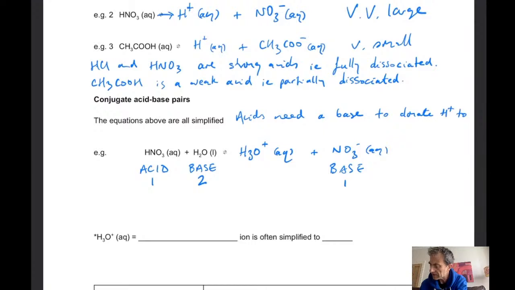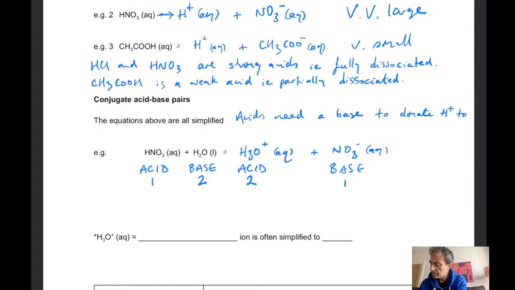So we've established this as a base because it's accepting a proton from the HNO3. That's what it becomes. So you can see that this can donate the proton and turn back into the water. So they're linked together as well. So that's the other pair, but this is the acid of pair 2.